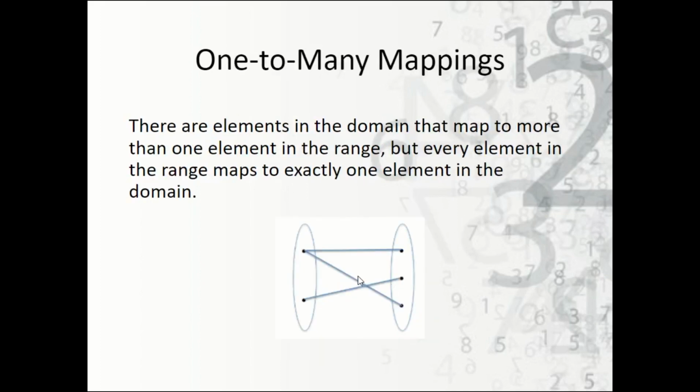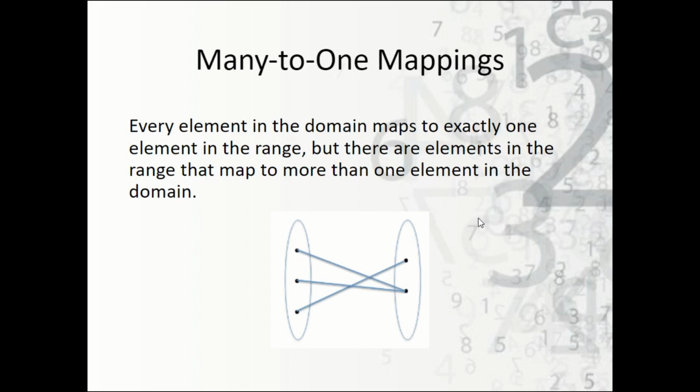One-to-many. So one-to-many means that there is an element in the domain that is mapping to many or multiple places in the range. So for instance, I have this one and it's mapping here and here. So this is one-to-many. So even though all the other elements are okay, if even one of them goes to multiple places, it becomes a one-to-many mapping.